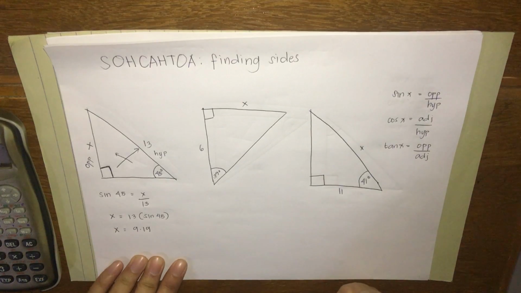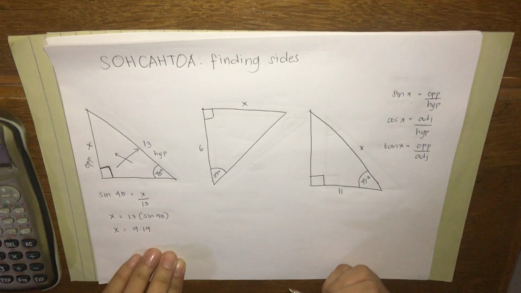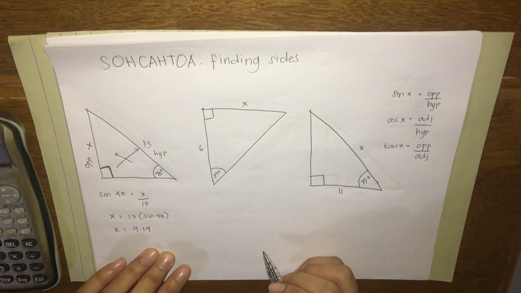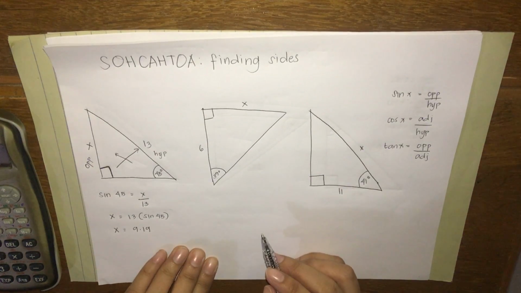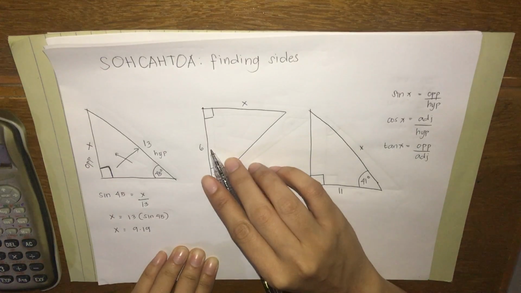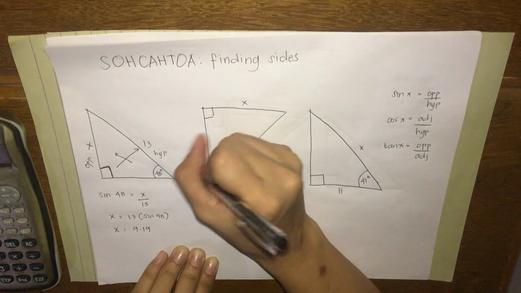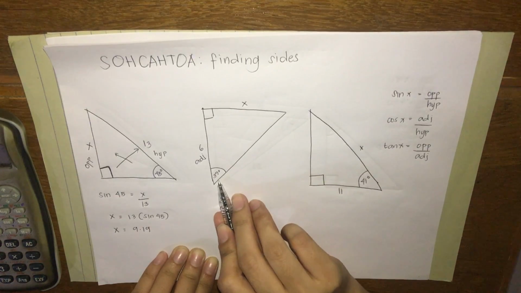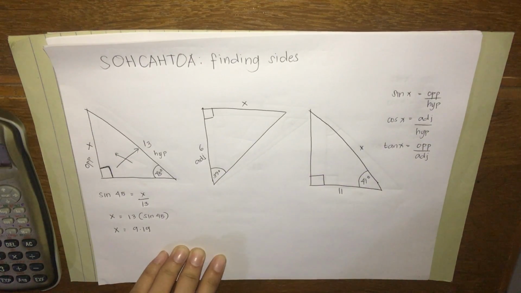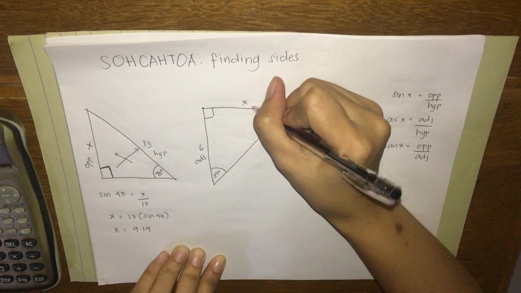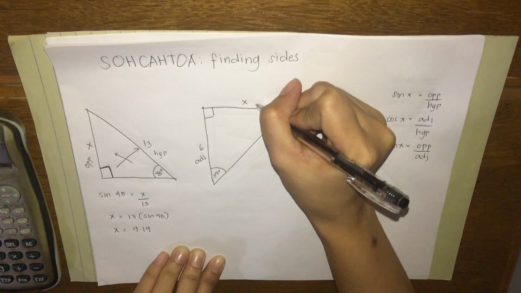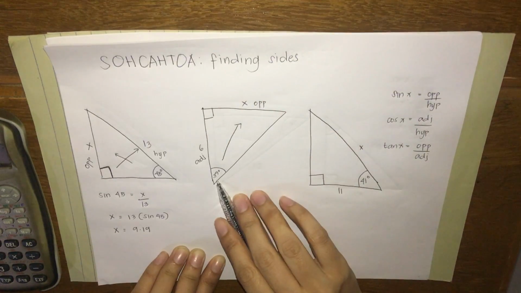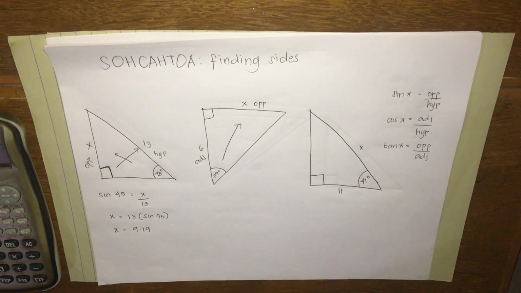In our second example, same procedure: we identify first which side is the missing and which side is the known. Here the known side is the adjacent because it is next to the given angle. Next is the x, which is the opposite because it is opposite the angle.